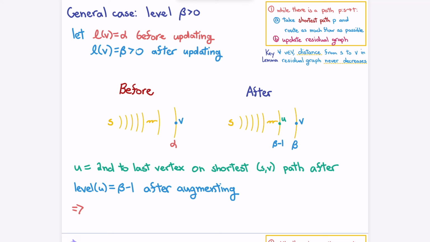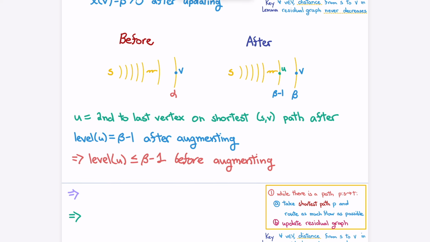Okay, so I wrote beta equals 2 minus 2 for some reason. Hope that's not an issue. Level of U had to be at most beta minus 1 before augmenting, right? Because it can't go down. So what does that tell us?